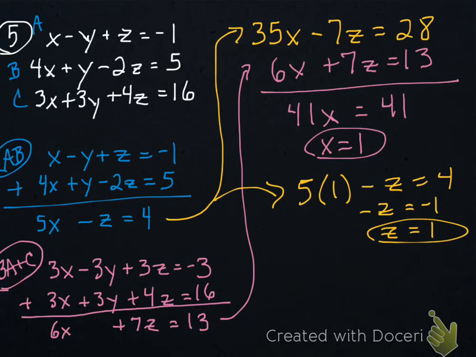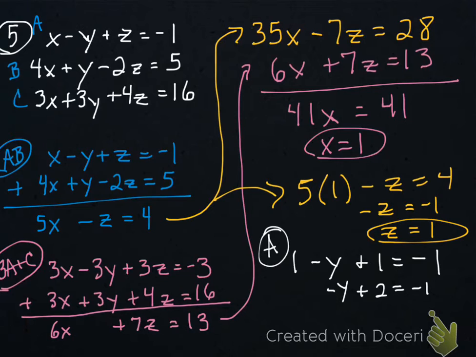Now back to the beginning. Let's look at equation A. I have x, which is 1, minus y, plus z, which is 1, equals negative 1. So I'm using equation A. Let's simplify this. That becomes negative y plus 2 equals negative 1. Subtract the 2, and I get negative y equals negative 3. So y equals 3.